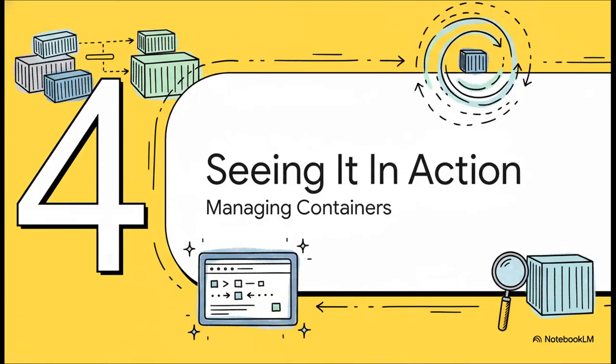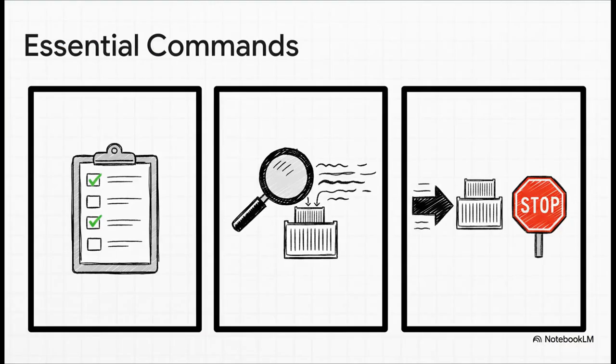Okay, so your container is up and running in the background. But how do you check on it? How do you manage it? Let's quickly look at a few essential commands you're going to need. These three are your daily go-tos. docker ps is like asking, hey Docker, what's currently running? And it'll give you a list of all your active containers. docker logs is awesome. It lets you peek inside a running container and see all the output from your app. And when you're all done, docker stop gracefully shuts the container down.